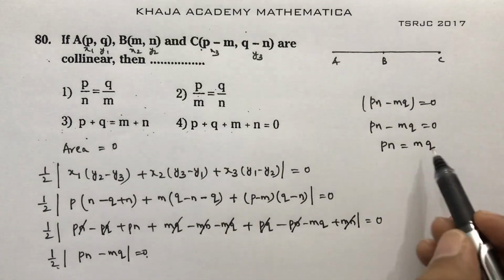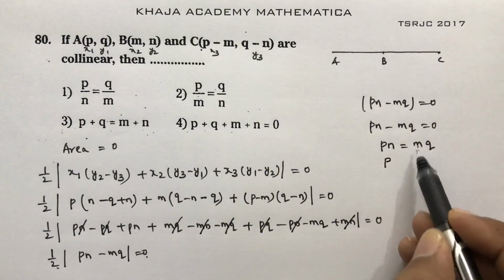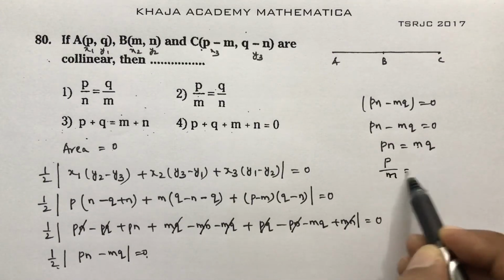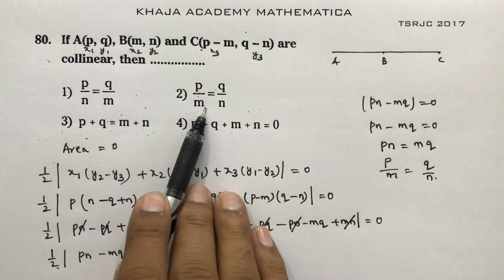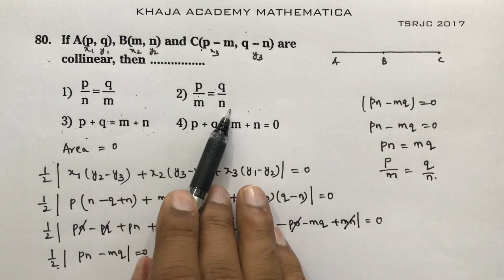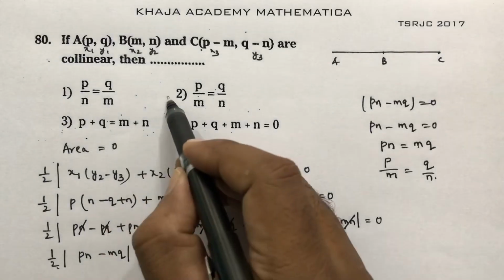Now see, cross multiply some terms like m, bring here p by m, q by n. So here is the correct option. p by m equals q by n. So the correct option is 2.